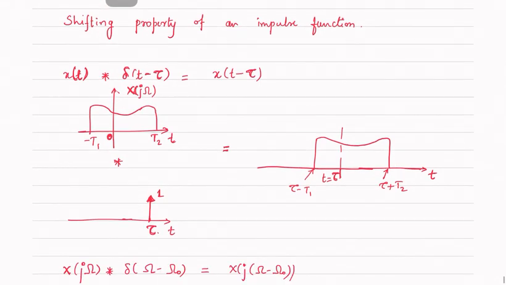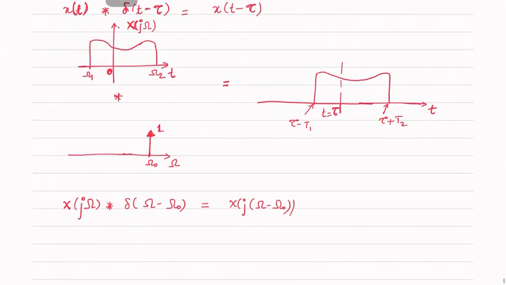Suppose these two points were omega 1, 0, and some omega 2. This was the omega axis and this was omega naught. What would have happened is this would have been omega minus omega 1, so this point would be omega naught and this point would be omega naught plus omega 2, and the axis in all the cases would be omega.